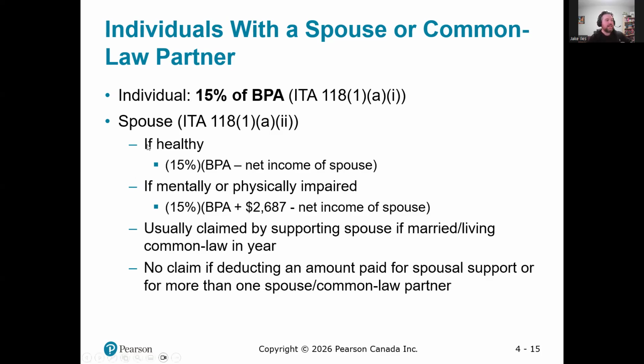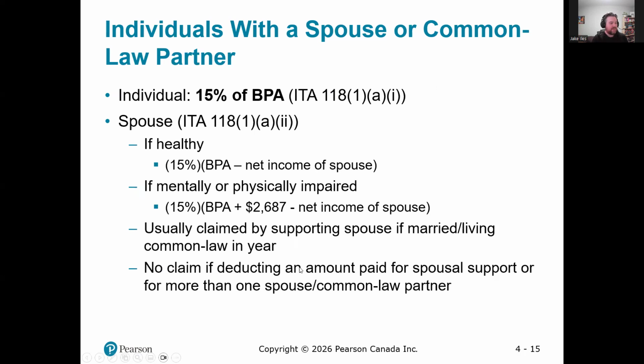But for now, any unused amount. So we have a basic personal amount of about 16,000. Let's say my spouse earned $8,000. So they need to use up their tax credit a bit to cover the small amount of taxes that their income would calculate, and the spouse can be transferred what's left of it. So we take that basic personal amount, the 16,000, minus the net income of the spouse, the 8,000 that remains can be transferred because the original amount has been used up by the spouse. Now, it's usually claimed by the supporting spouse if married or living together.